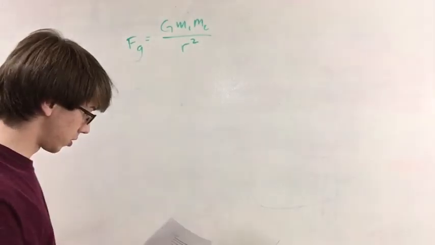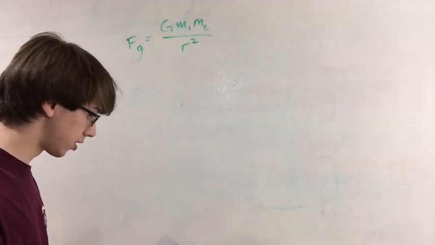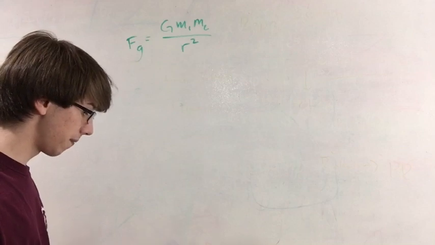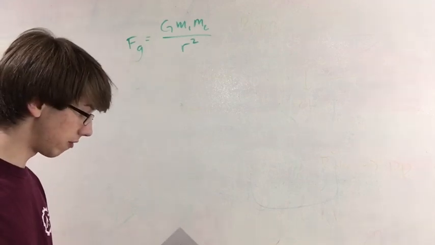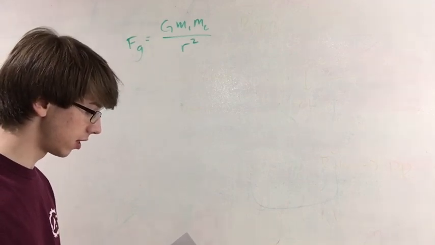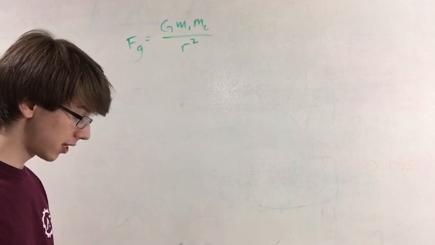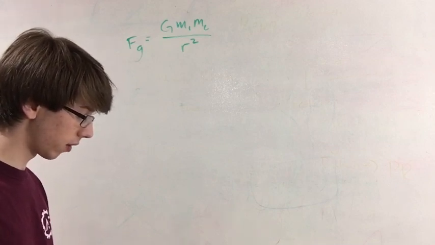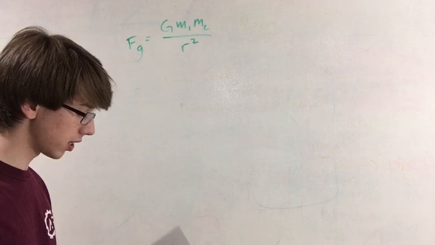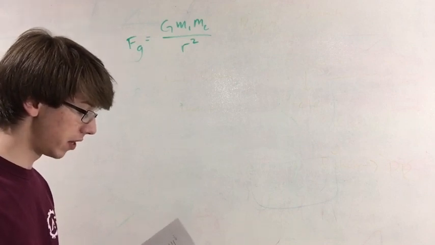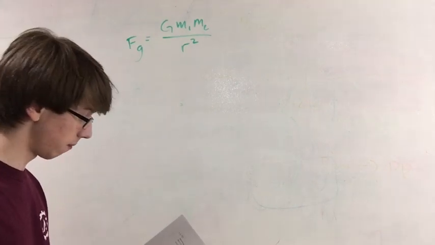So we have a sample problem for this one. Determine the escape velocity of a satellite with mass m leaving orbit from 5.5 times 10 to the 6 meters from the Earth's center of mass. The mass of the Earth is 6 times 10 to the 24 kilograms, and G is 6.67 times 10 to the negative 11 meter cubed per kilogram second squared.